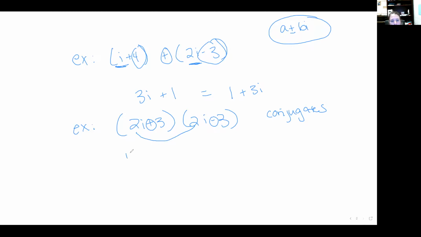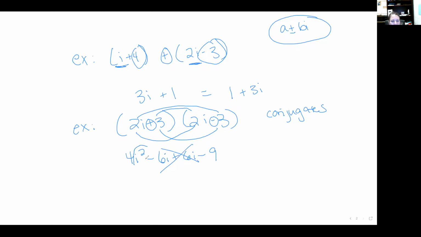2i times 2i, that's going to be 4i squared. 2i times negative 3 is negative 6i. Positive 6i. And then a negative, what, not negative 9. Negative, yes, negative 9. Oops, I put negative 3 here. All right, negative 9. All right. And so what happens is those go away.